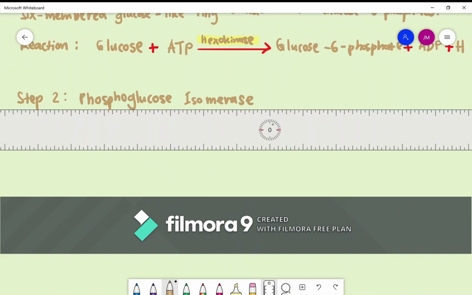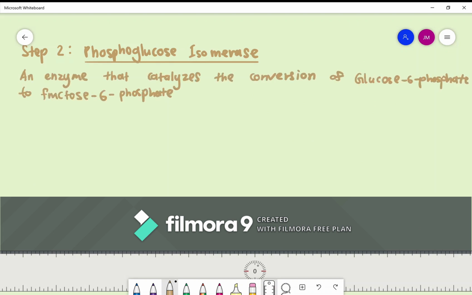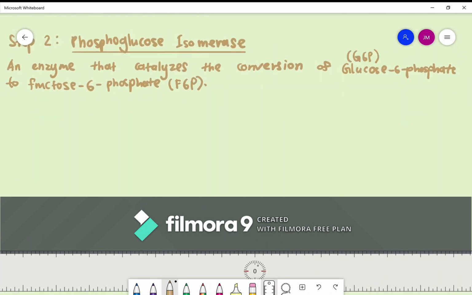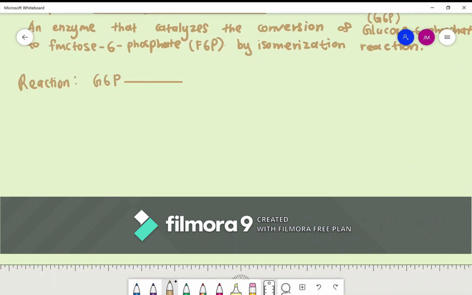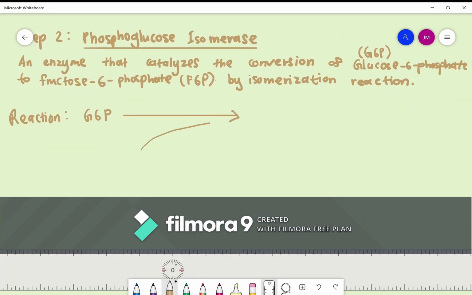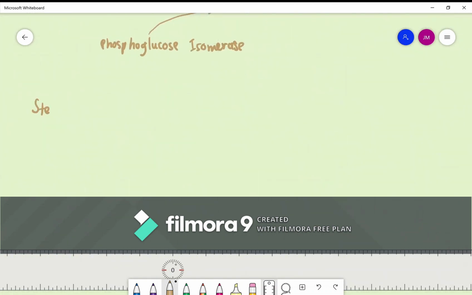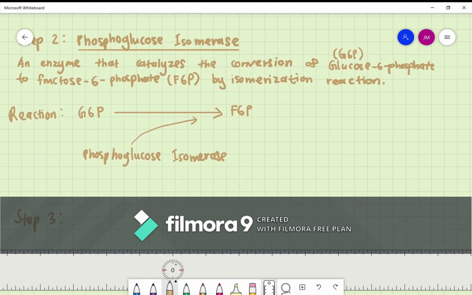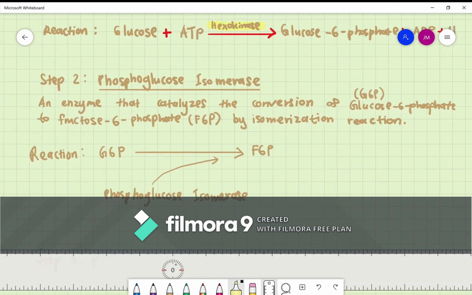Step 2. By enzyme phosphoglucose isomerase. It is an enzyme that catalyzes the conversion of glucose 6-phosphate (G6P) to fructose 6-phosphate (F6P) by an isomerization reaction. And this is the reaction: G6P producing fructose 6-phosphate, F6P, through enzyme phosphoglucose isomerase. Now we're moving to step 3.